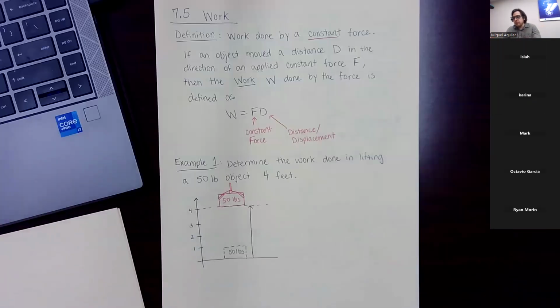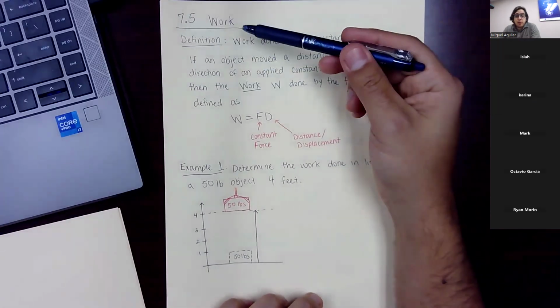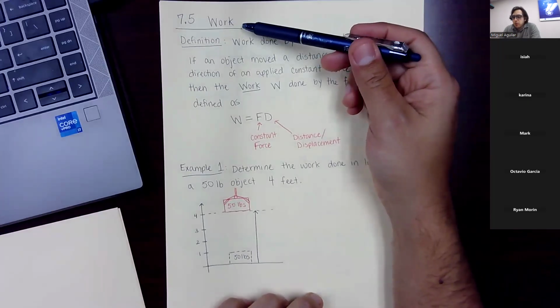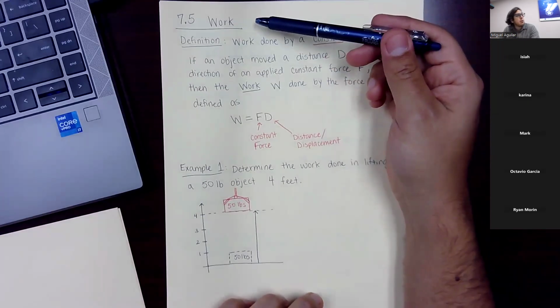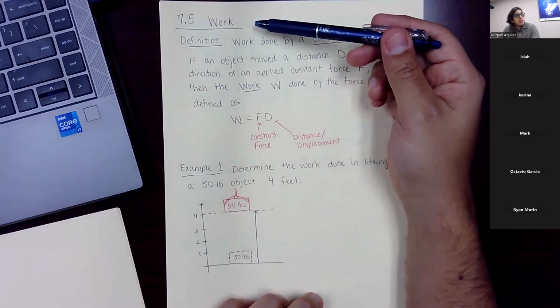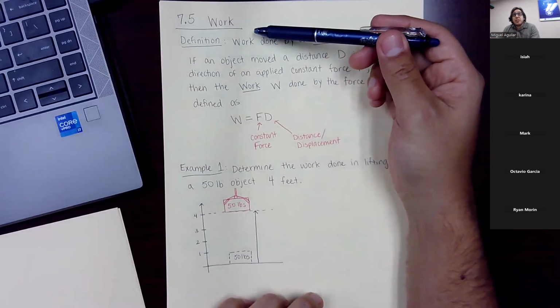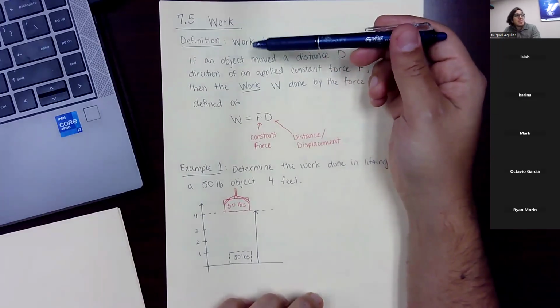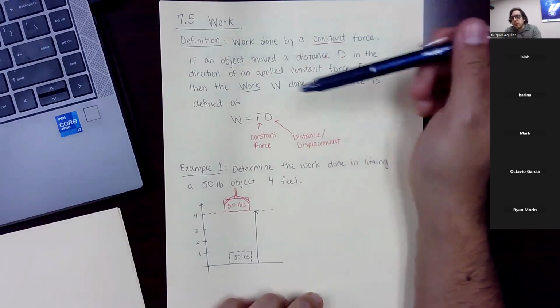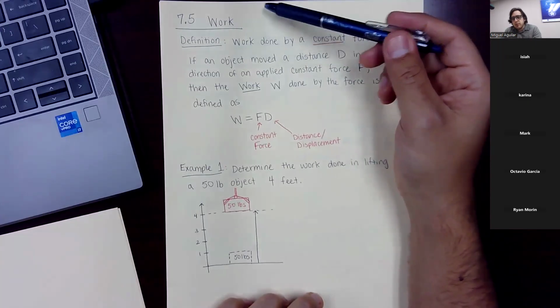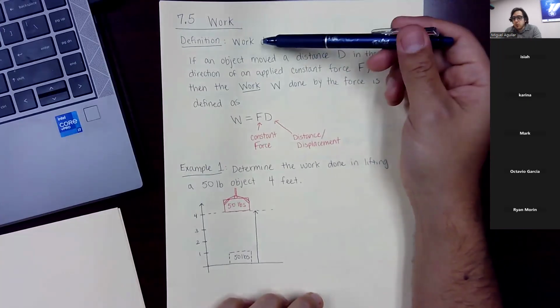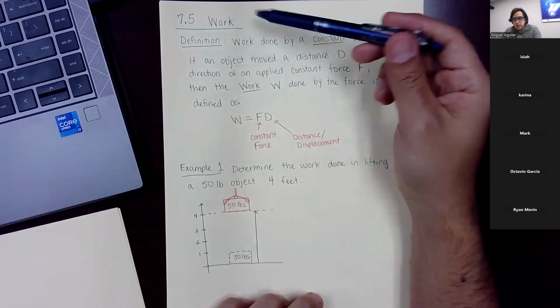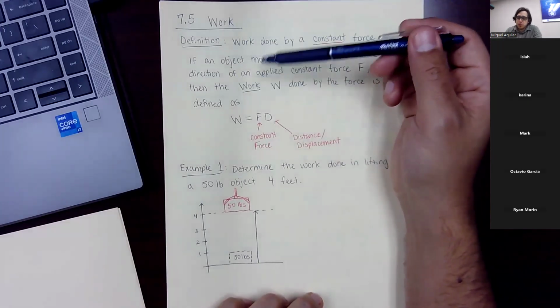Okay, so section 7.5 is a little bit different from what we've worked on before because it involves a lot of physics formulas that we're going to sort of, no pun intended, integrate into our calculus problems, right? So we're going to start off with the definition of work, and there's a couple of different definitions for work here.